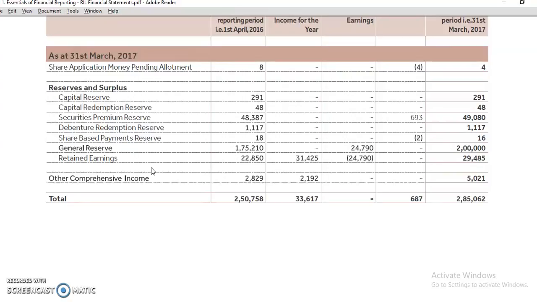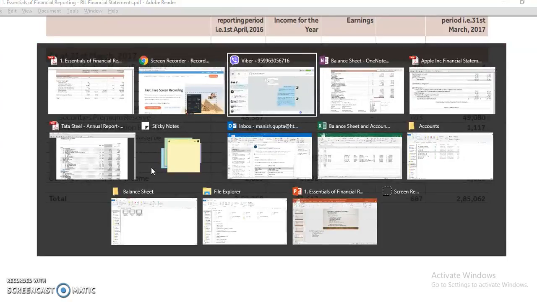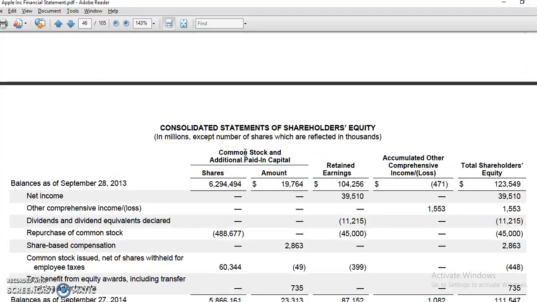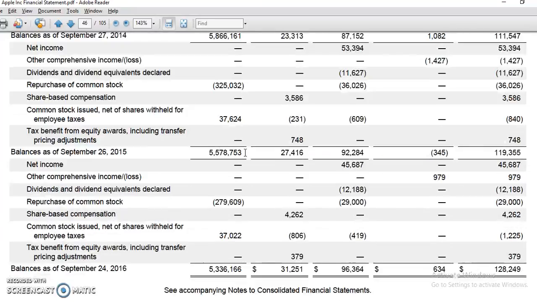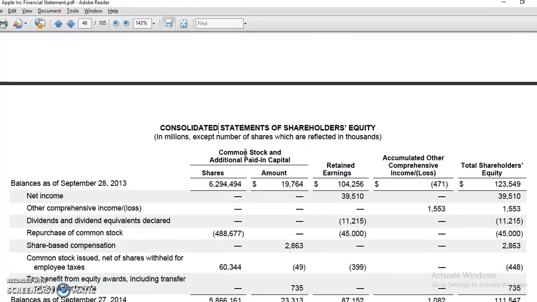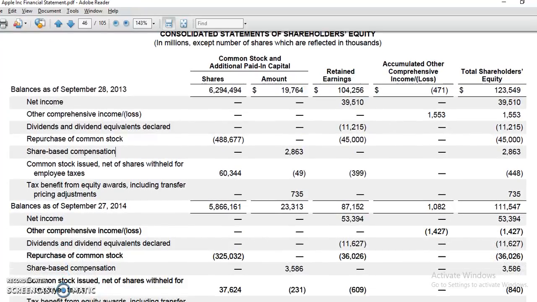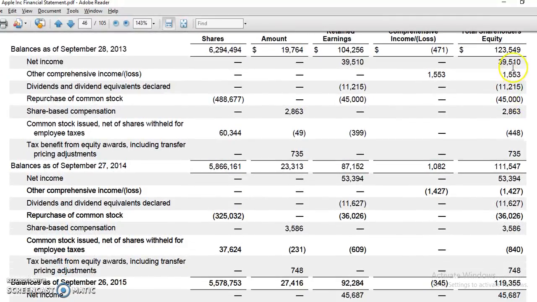These are certain items, and every company has its own different ones. For example, just now we can look at Apple's balance sheet. Here the shareholders' equity has only retained earnings. That's it. There is nothing much more complicated here. We can look at the statement of changes in equity here. So you can see common stock capital, then there are some repayments, and then there are retained earnings, and then there are other accumulated earnings. So that becomes the total shareholders' equity.